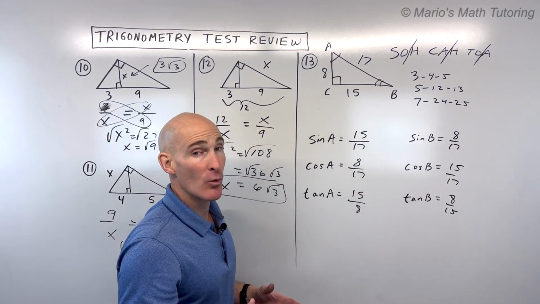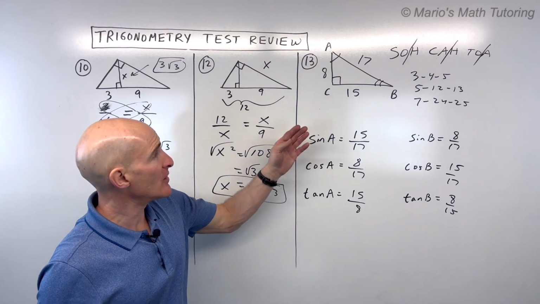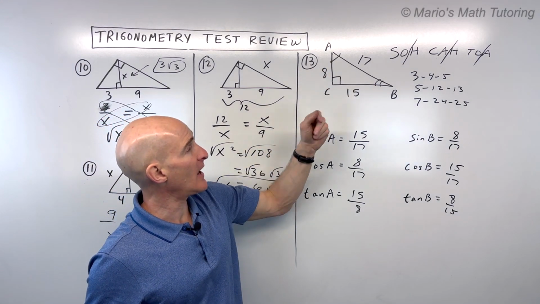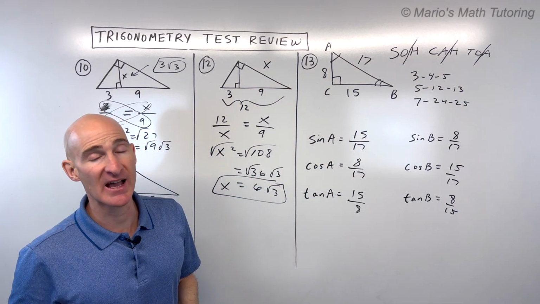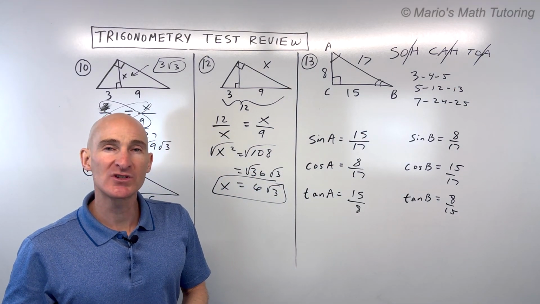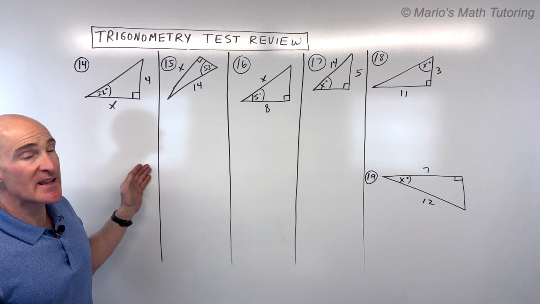So again, it depends on what angle you're working with. You're not going to be working with the right angle, just one of these 2 acute angles, and you just have to remember the SOH CAH TOA acronym to remember the ratio of the sides. So let me erase the whiteboard. Let's do some more examples. Okay, let's see if we can do this next group of problems.